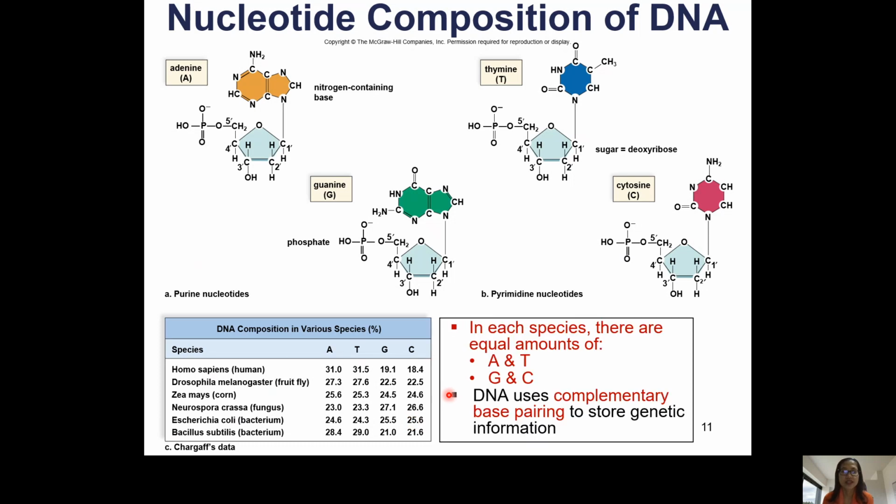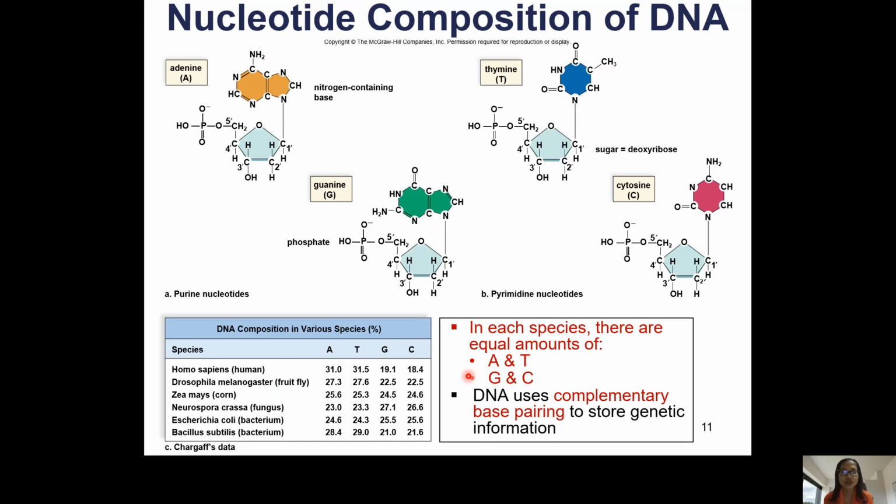So finally, Chargaff concluded that in the same species, there are equal amounts of adenine and thymine, and equal amounts of guanine and cytosine. From this experiment, he also concluded that DNA uses complementary base pairing to store genetic information. Remember, that was the first requirement of the genetic material, to store genetic information.